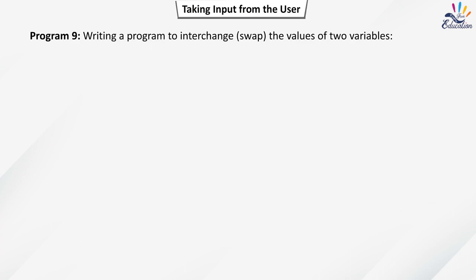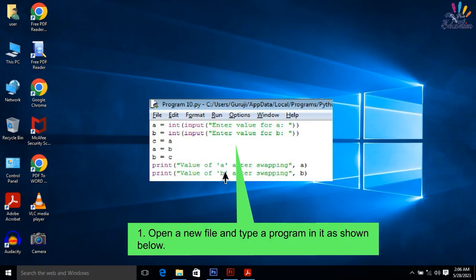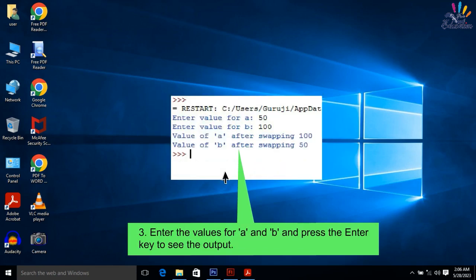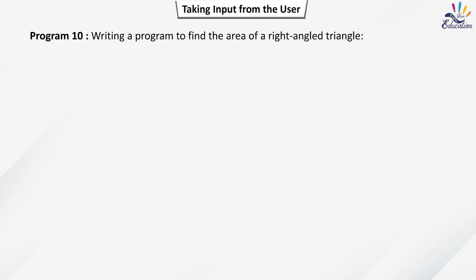Program 9. Writing a program to interchange, swap, the values of two variables. Open a new file and type a program in it as shown below. Press Ctrl plus S keys to save the program and F5 key to run the program. Enter the values for A and B and press the Enter key to see the output.